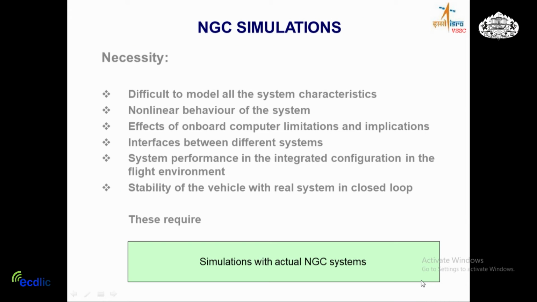Why are NGC simulations necessary? That is, simulations using the actual navigation guidance control hardware. That is because there are too many non-linearities in the system. There is a control system which is predominantly non-linear.